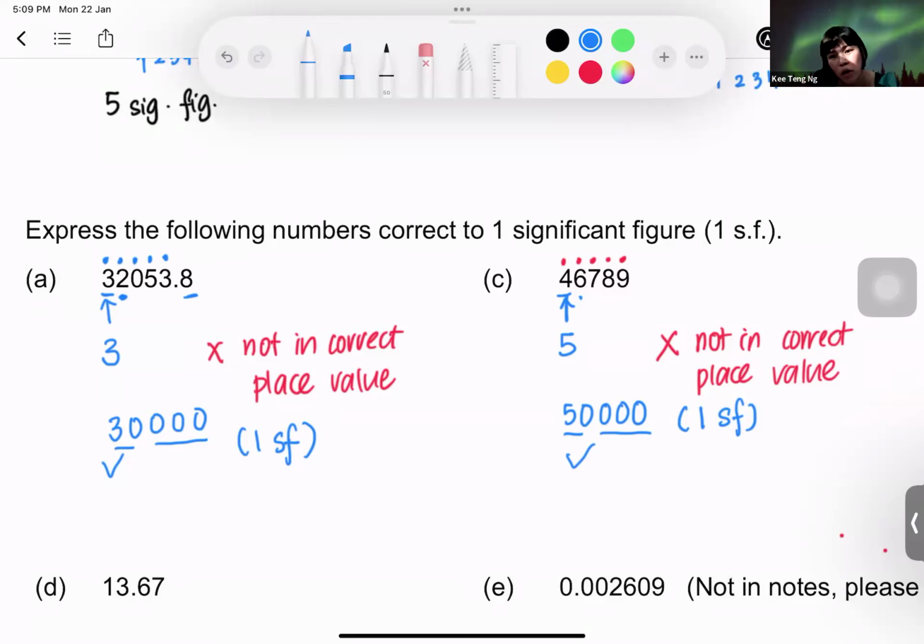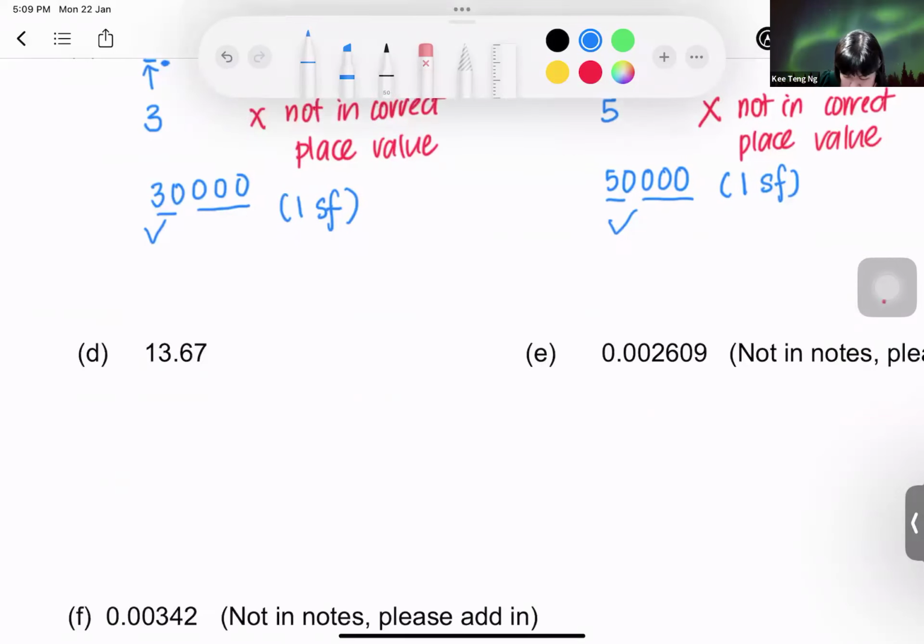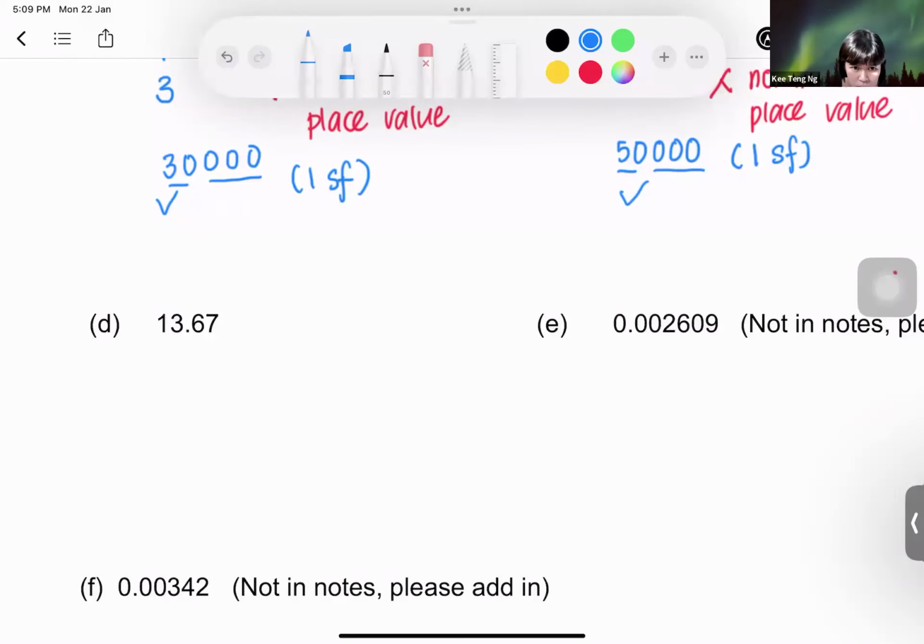So those questions that I've not gone through, please do them on your own and practice, right? Now, what about the other kind of questions? Let's see question D, 13.67. Let's look for our first significant figure, the first non-zero number, which will be the one over here. And take a look at the number to the right. Is this more than 5? Do I round up or do I leave it alone? In this case, this is less than 5. So I should leave the number alone as 1.